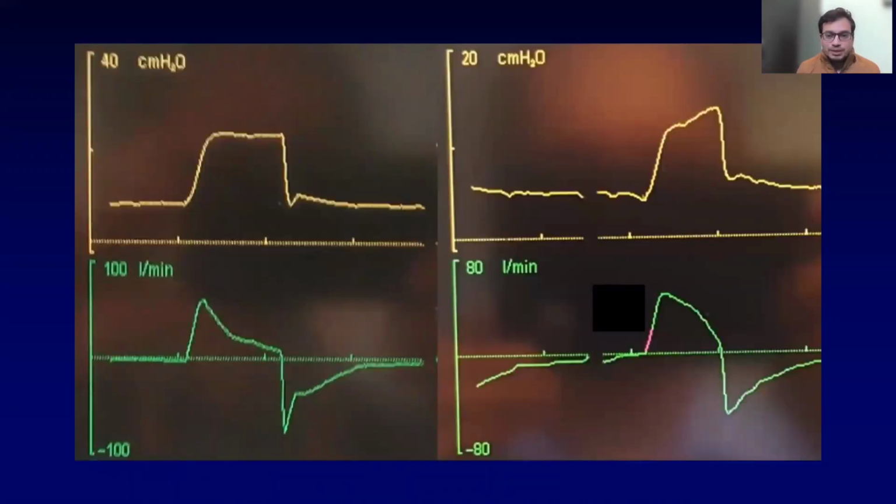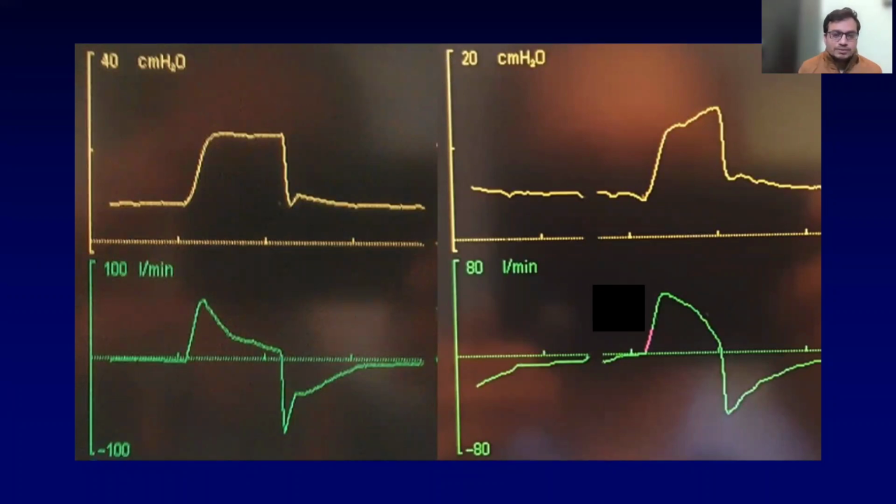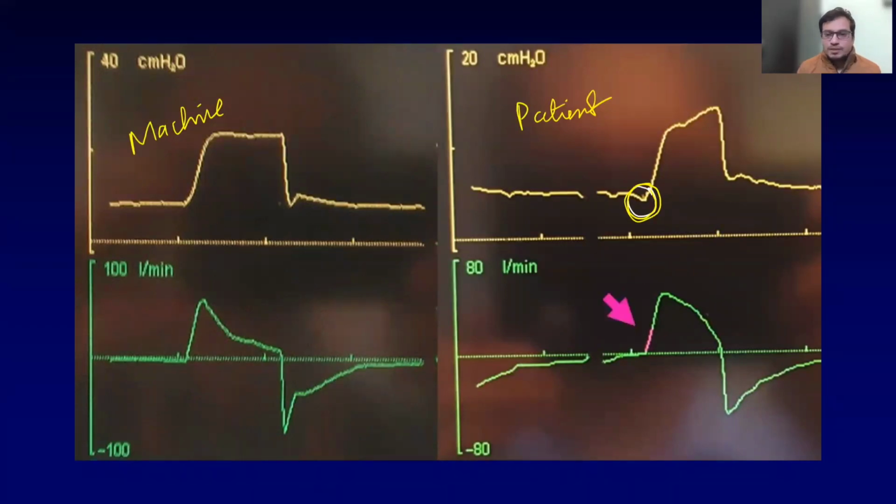So in this graph, can you recognize whether a breath is patient trigger or machine trigger? So on the right side of the diagram, I mean this screen, you can see there is a negative deflection here. It is patient triggered because of the negative deflection in the pressure time curve. Okay, so that is the answer.